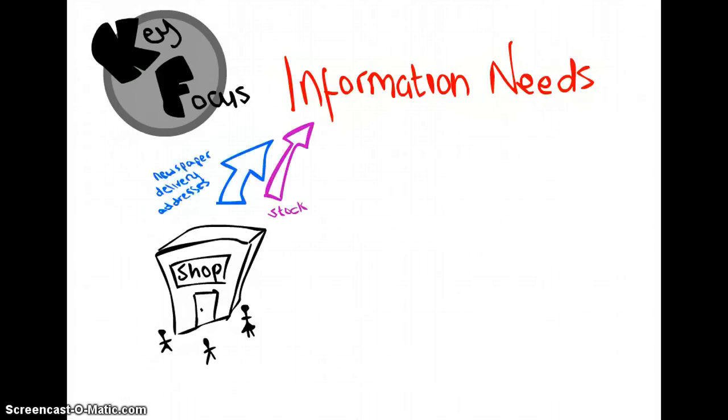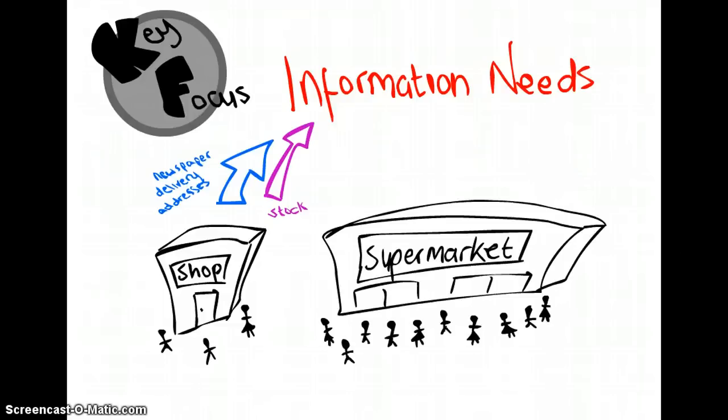It might need things like stock. It might need things like the delivery addresses of those people that have newspapers delivered. If we then compare this to a similar organisation, so if we have a look at something like a supermarket, again very similar to a small local shop, but probably on a grander scale, the supermarket, just like the shop, also has information needs. It needs information in order to run. It might need similar information to that of a small local shop. For example, it too will need to know about stock.